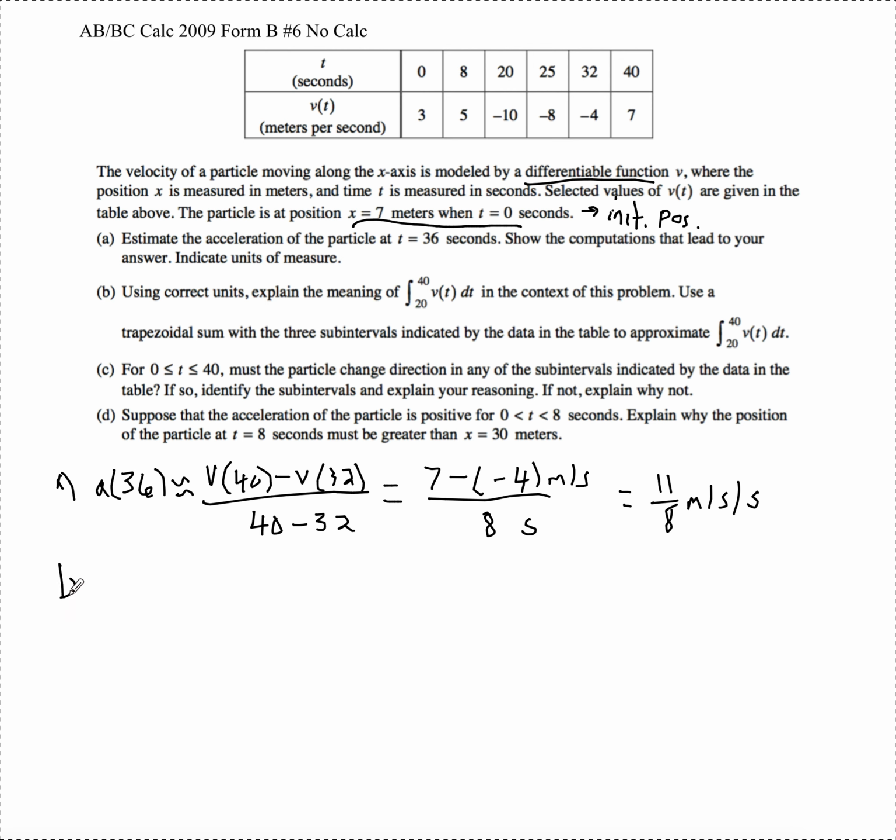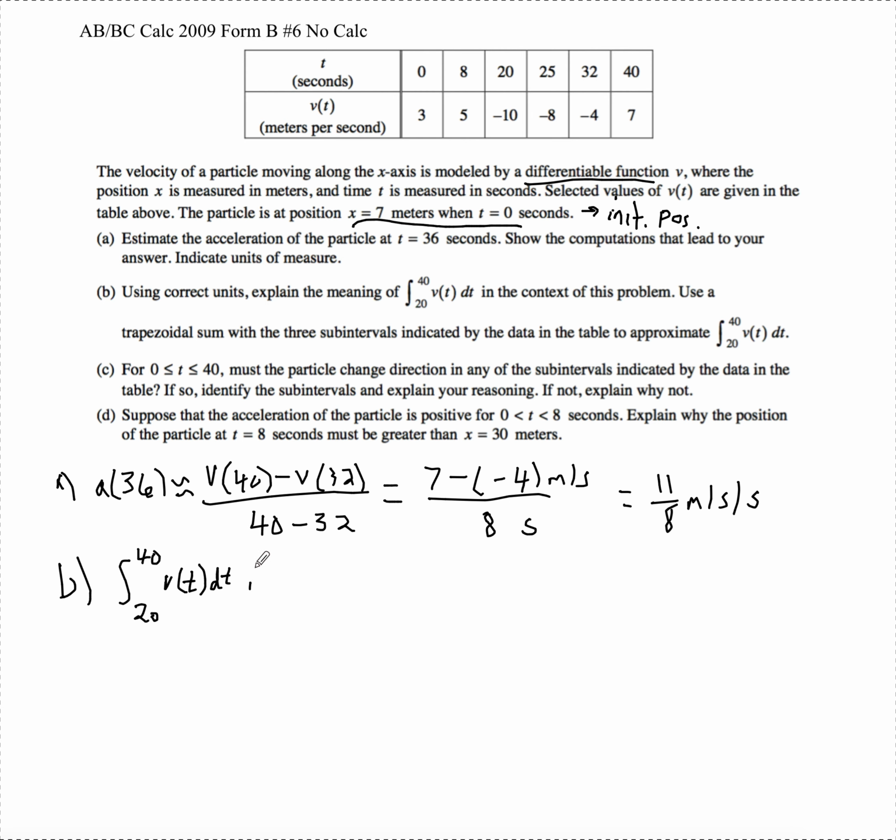So let's actually do B. Using correct units, explain the meaning of this integral in the context of the problem. So this integral, 20 to 40, if we took the antiderivative of velocity, we'd get position. Then we would plug in 40 and 20. So it would give us the change in position from 20 to 40 seconds. But that's change of position. We also call that displacement. So you could say that this is our displacement or change of position formula.